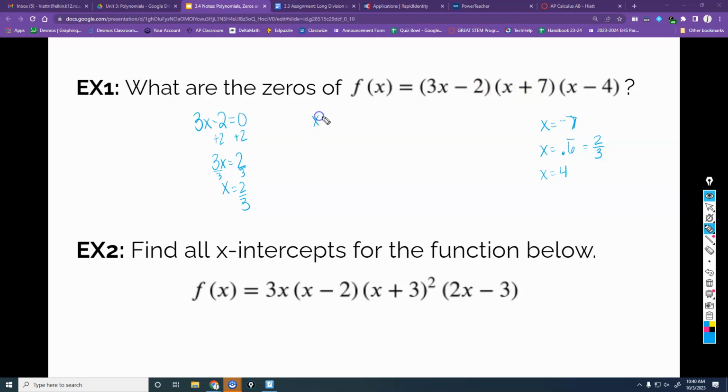I got x plus 7 equals 0. You probably can do that part in your head. You don't even have to write it out, but if you did, it'd look like this. You'll get negative 7 for that. There's that answer that we had. And then we got x minus 4 would give us positive 4. There's our third one.